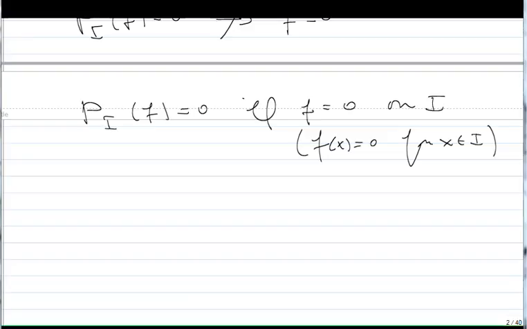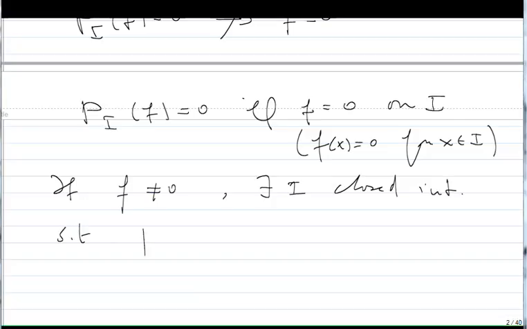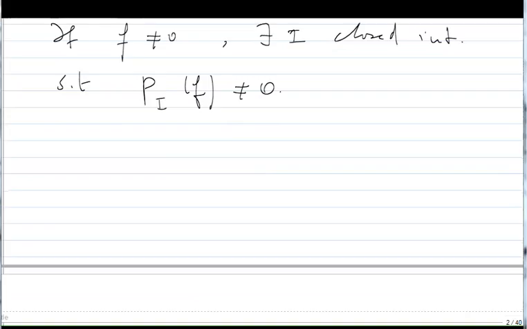But what's interesting is that if f is not equal to 0, I'm talking about the continuous function defined on the entire R, then we can find a closed interval such that p_I of f is not equal to 0. Here, of course, we have plenty of intervals, and also we can do one more thing that I would like to point out here before we move on to the general case.